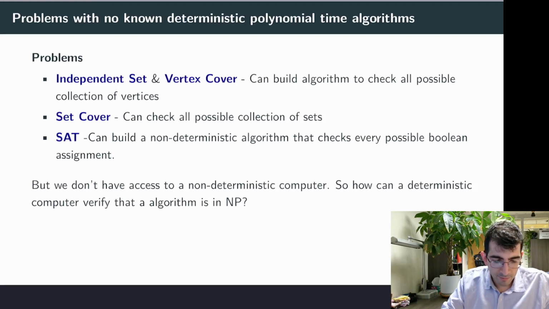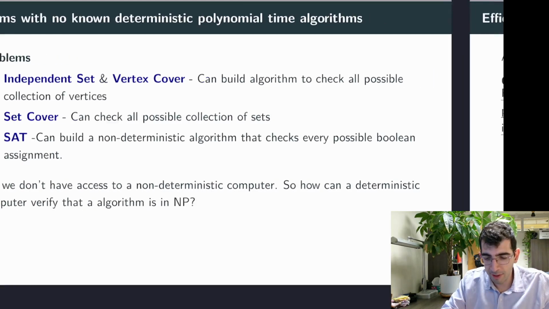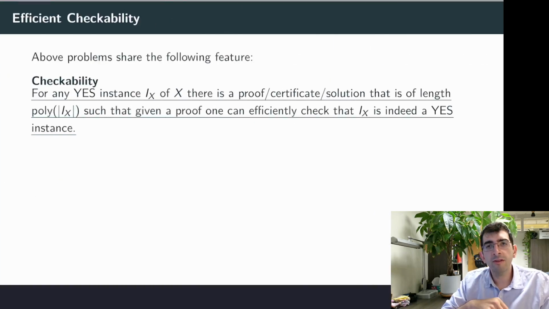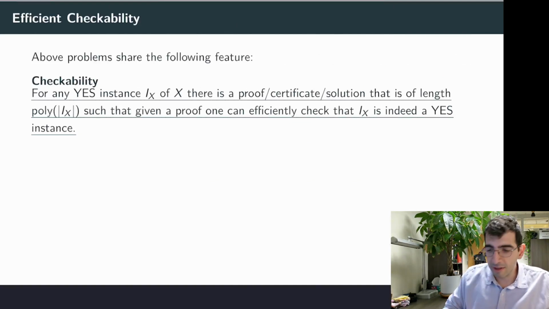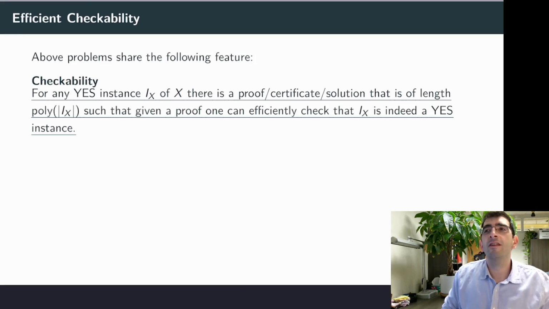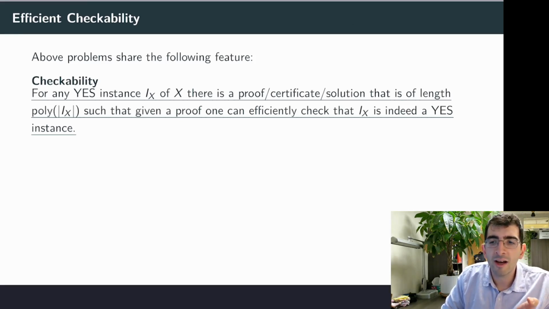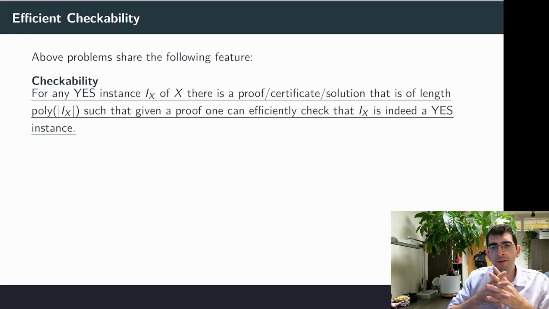Well, how could we use a deterministic computer to verify that a problem is in NP? We simply look for checkability. What's common in all those non-deterministic algorithms that we proposed before was that the non-deterministic computer just basically did a brute force or a random guess, and then it gave you the answer.